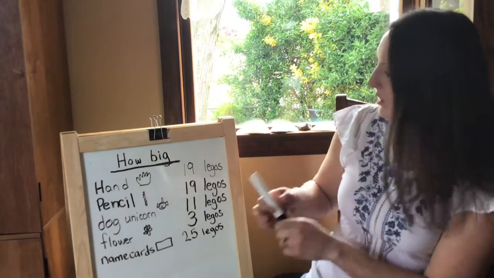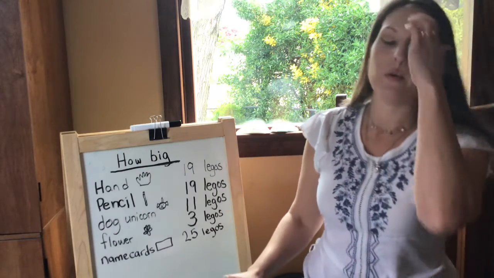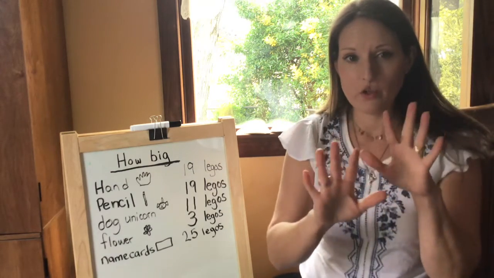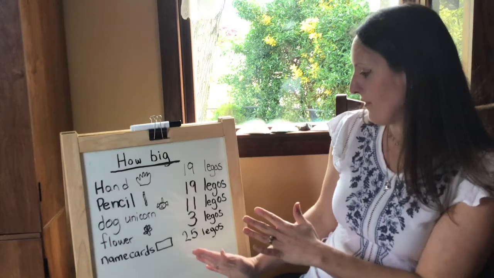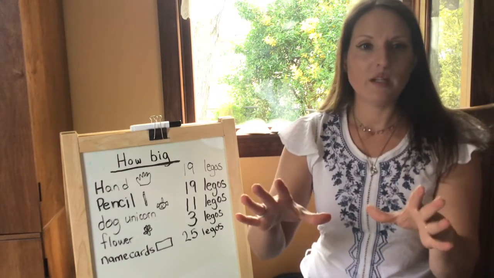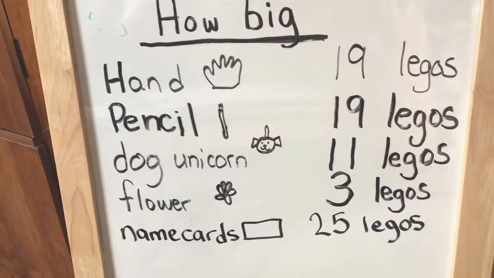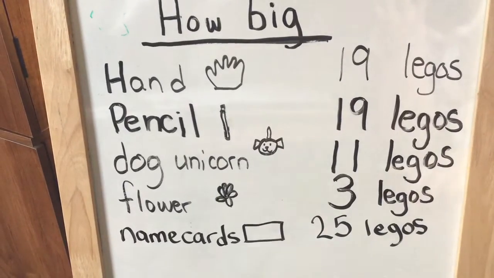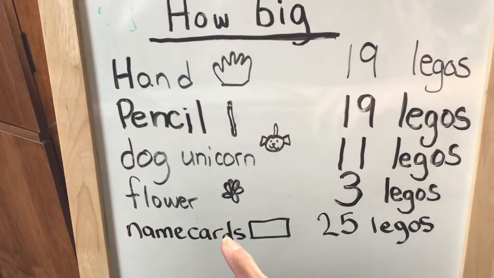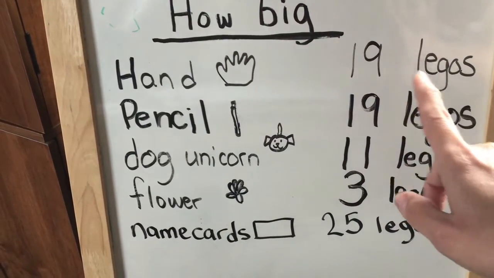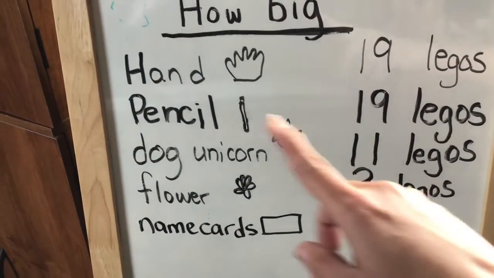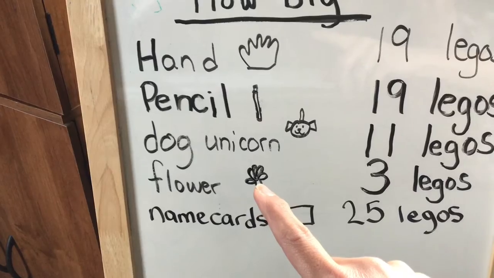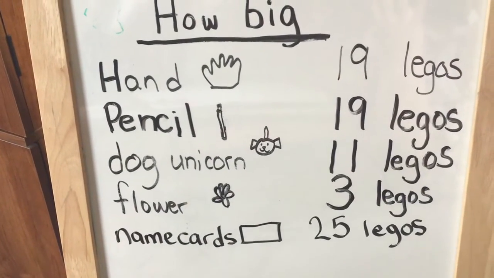There we go. So now we're going to take our information and we're going to create a graph out of the information. A graph is just a visual way for you to see all of the information that you have, and you can just see what it is really quickly. So the first thing that we want to know is which item is the biggest item. So the biggest item we have is the 25 Legos, the name card. Then we have the 19, the Legos, the hand, 19 pencil, and 11 unicorn, and 3 is the flower. We're going to take this information and put it in order to make a graph.